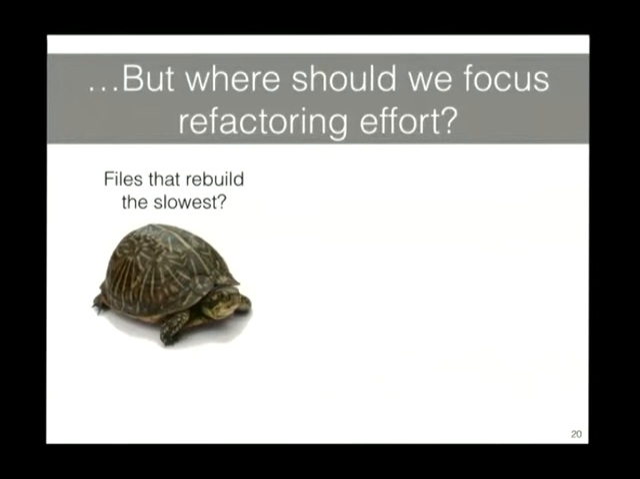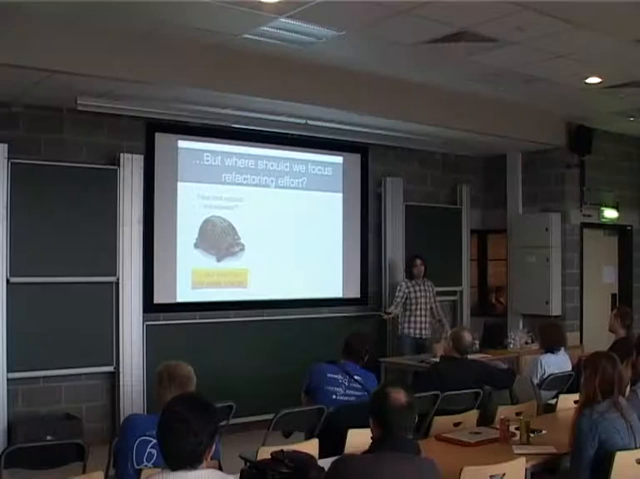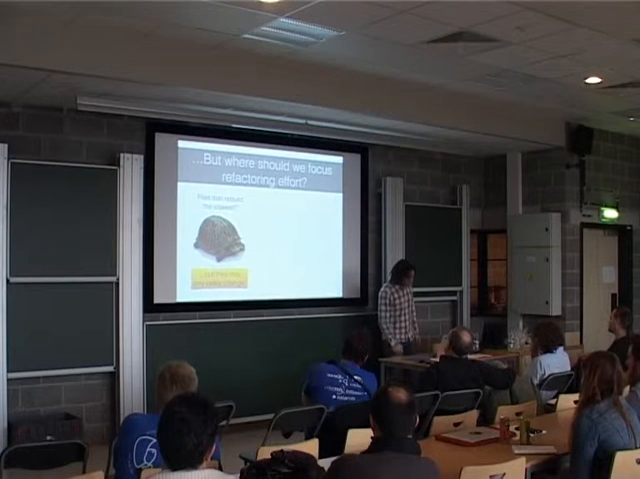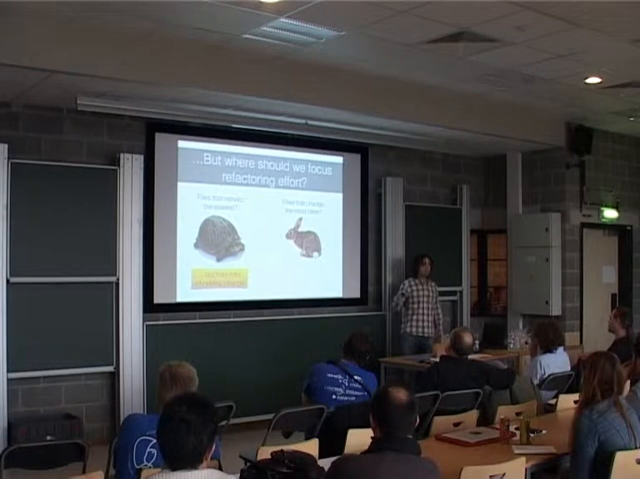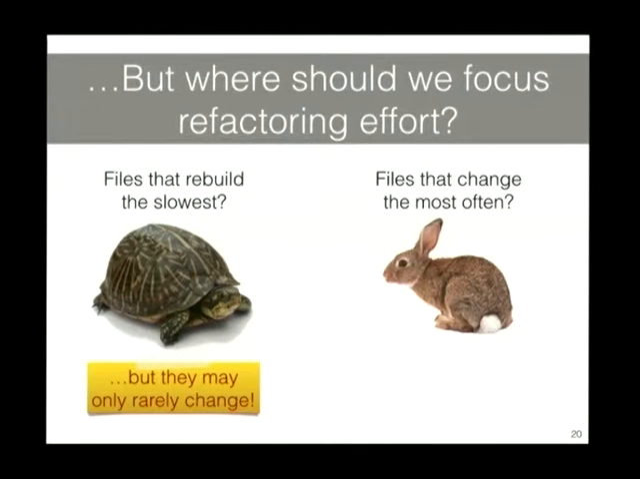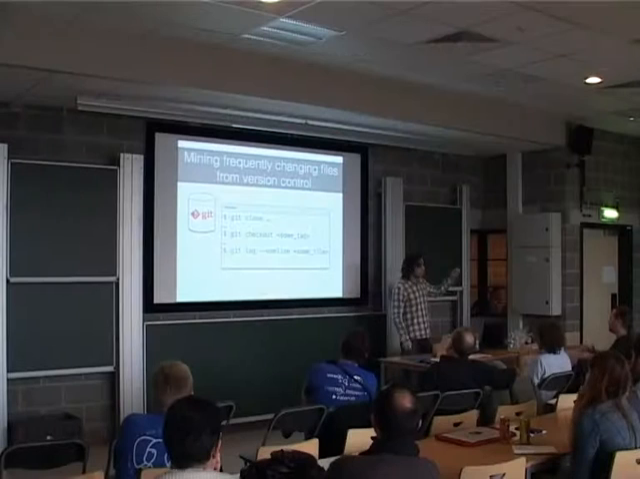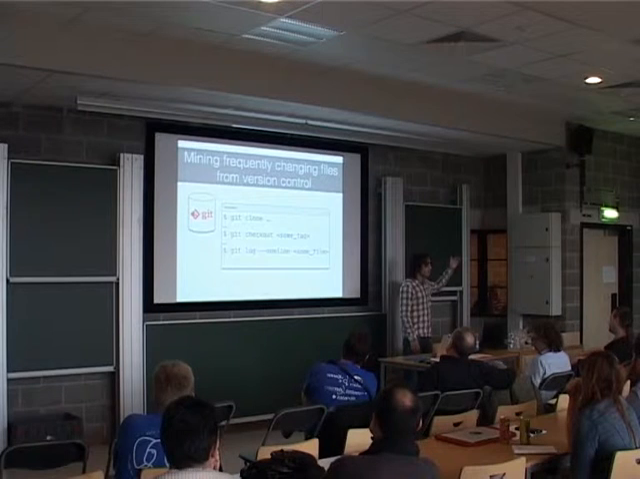Originally we said, let's look for the slow files. Maybe it's not the slow files that are the bottlenecks, because they might only rarely change, right? So if they only rarely change, people don't have to pay the price of rebuilding them. So maybe what we should be looking at are the files that change the most often. So we said, okay, how are we going to find the files that change the most often? We turned to the version control system, and we did some simple mining. We just looked at, for example, for each file, the number of changes that had happened.